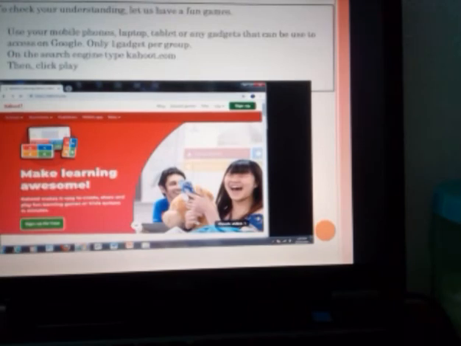To check your understanding, let us have a fun game. You're going to use your mobile phones, or laptop, tablet, or any gadgets that can be used to access Google. Only one gadget per group. And here is the procedure. On the search engine, type kahoot.com. Then click play. Choose team mode. Then name your team. To start the game, enter the pin as your teacher tells you.